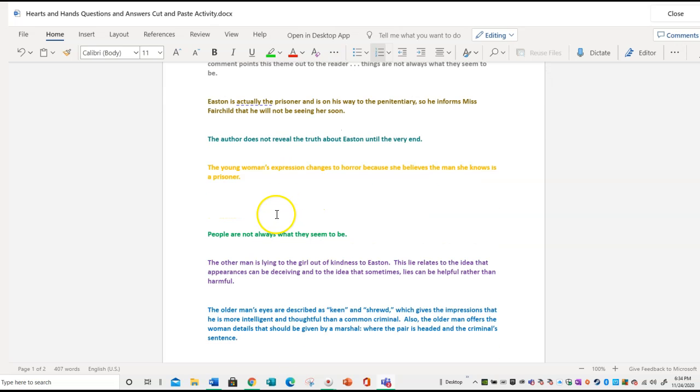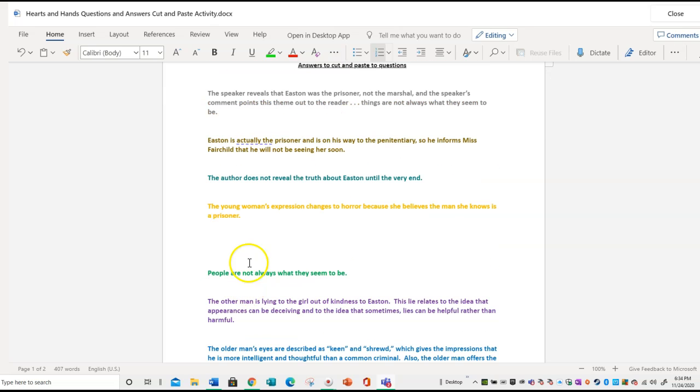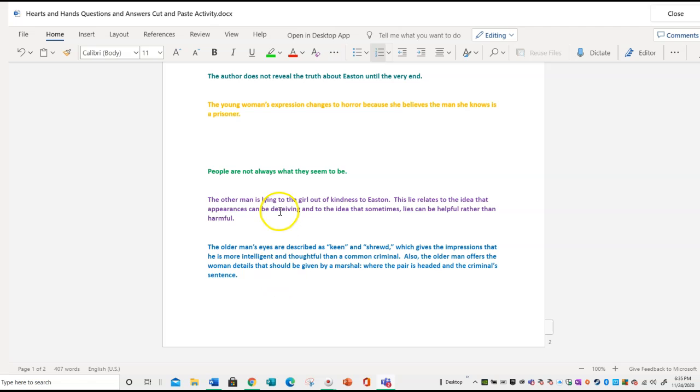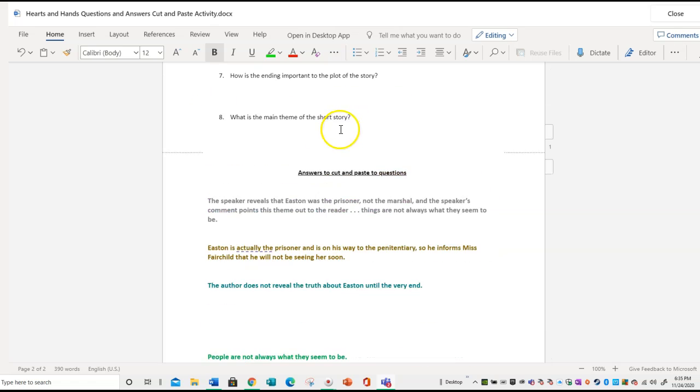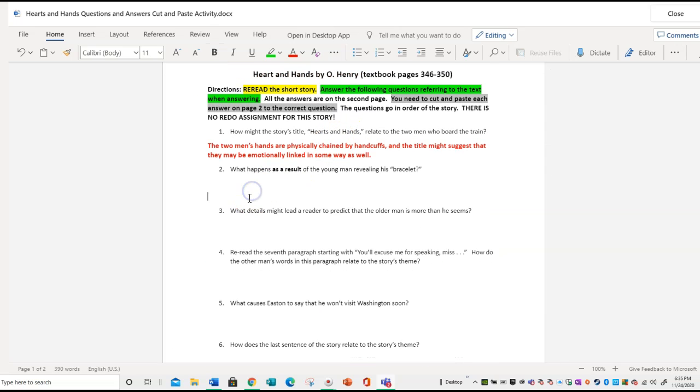How does she react? Now you'll see, because I did this correctly, that red one is gone. By the way, these are all color-coded. So I'm looking through all of them, and this one is ringing a bell with me. The young woman's expression changes to horror because she believes the man she knows is a prisoner. That would fit, so I'm going to Control X that. Boom, come up here.